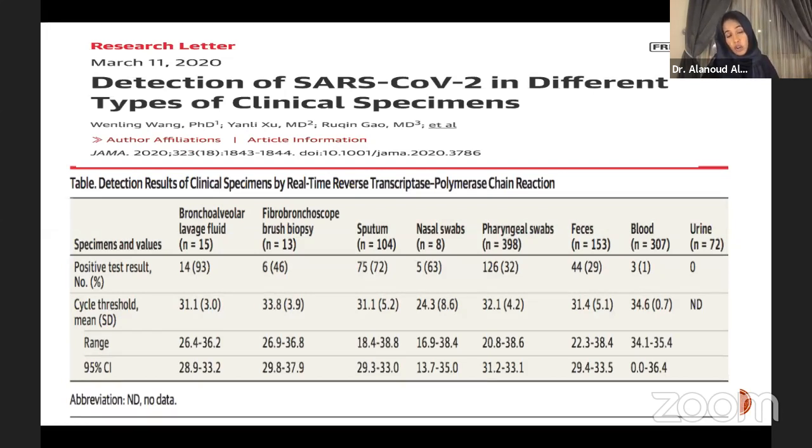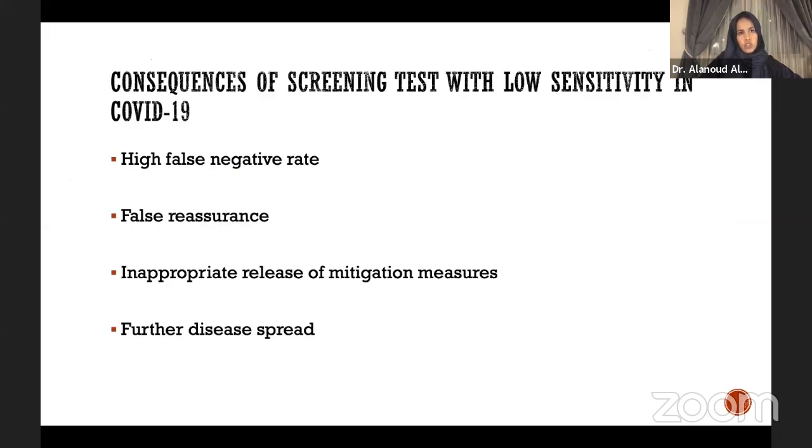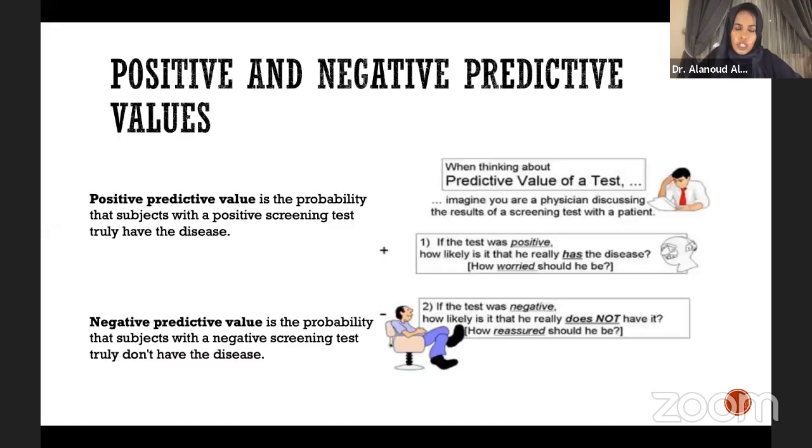So until we make sure 100% that we are adjusting all these factors, I think we can't 100% rely on it. A false negative test, in my opinion, in COVID, gives you a false sense of security, and PCR tests are more beneficial when they are positive. So consequences, I mentioned it, of low sensitivity test in COVID: high false negative rate, false reassurance, inappropriate release of mitigation measures, and further disease spread.